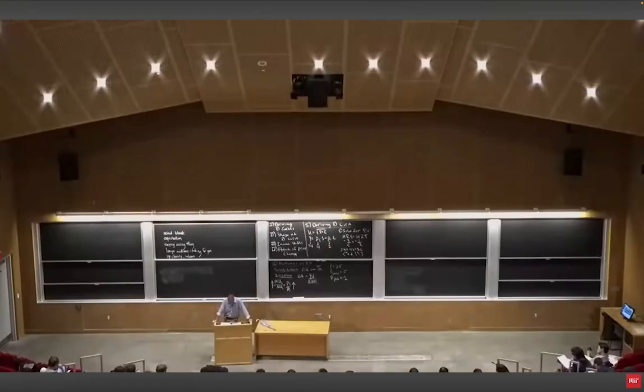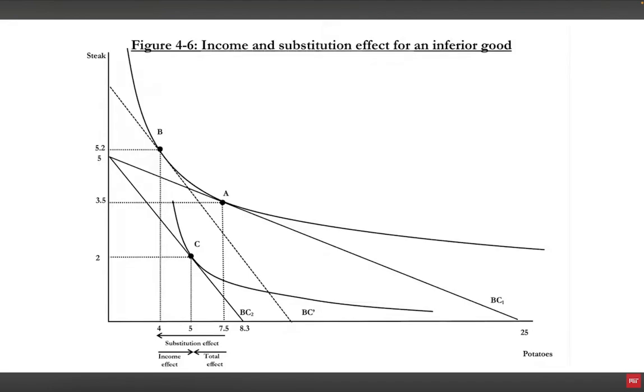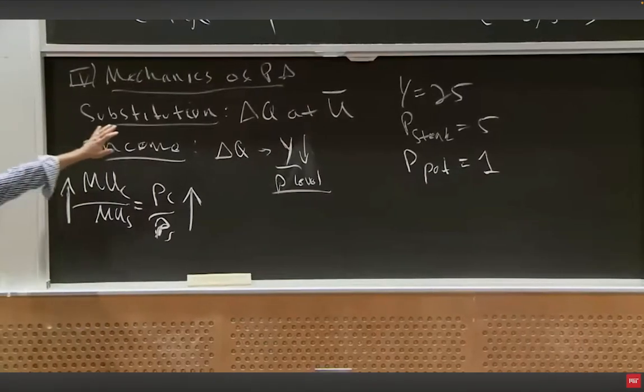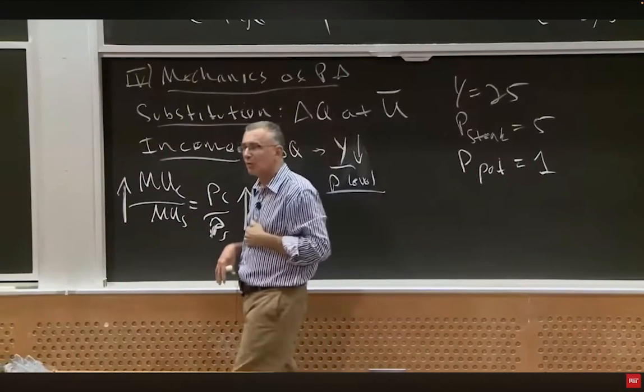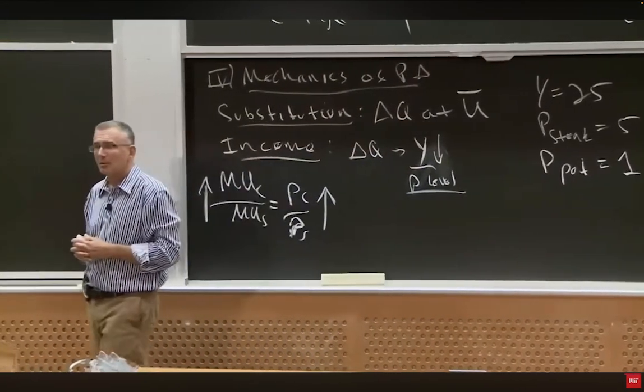And let's say your preferences are such that you end up at point A. You choose to have 3.5 steaks and 7.5 potatoes. Once again, I just got that through the magic we showed you last time. This is constrained optimization. I'm not writing down the utility function, I'm just going right to the results. But you know how to get there.